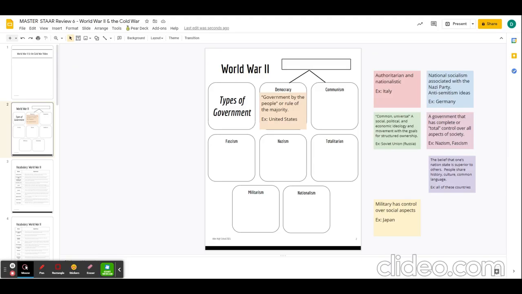Communism, we also talked a lot about. So hopefully that one also sounds a little familiar to you. Communism comes from the words common or universal, and it is not just a form of government, but also a complete social, political, and economic ideology that supports a state. So it's the movement within those goals for structured ownership. The key in communism is we comes before me, that you are doing all of your efforts, all of your works for the benefit of the state, and then the state is going to take care of you.